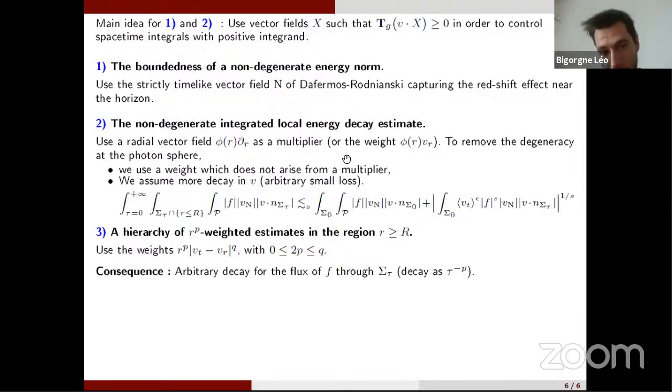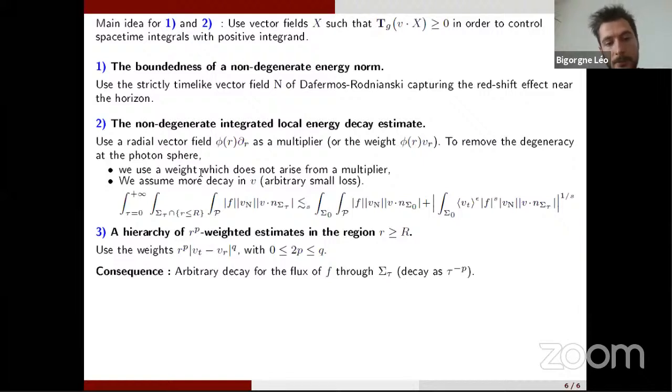So in the language of the Vlasov field, this corresponds to using a weight of the following form here, a function of r times the radial component of the velocity covector. But by doing such a thing, we obtain an integrated local energy decay estimate with a degeneracy near the photosphere. And in order to improve the control near the photosphere, we need to use a weight which is more general, which is not obtained by using a vector field as a multiplier.